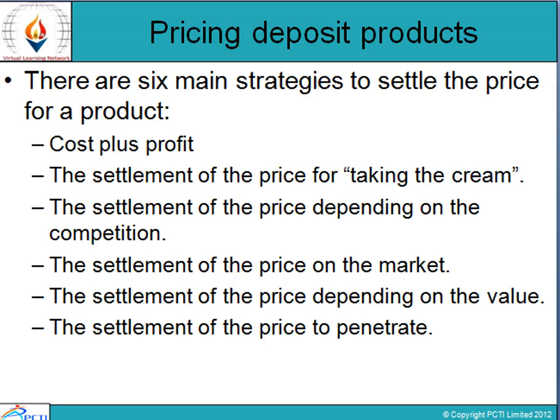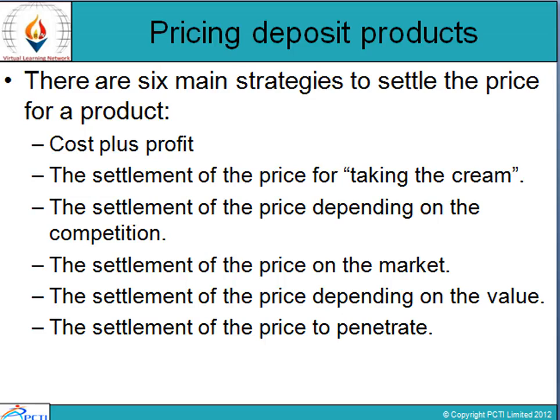The fourth is the settlement of the price on the market. Here the price of a product is basically settled depending on the price of a similar product which is already there in the market. So the difference in comparison to the settlement of the price depending on the competition is that it is a very significant settlement of the price on the market, wherein it might not cover the production expenses of the product.